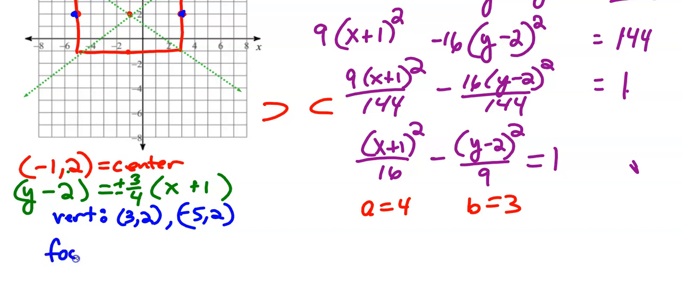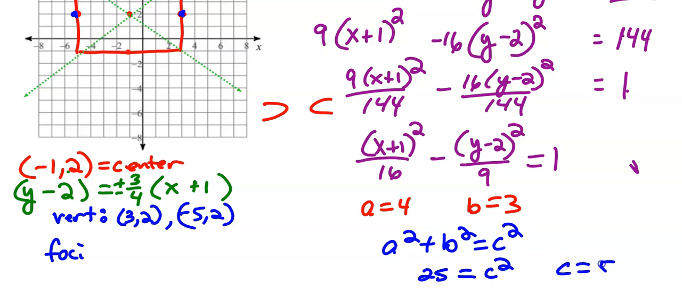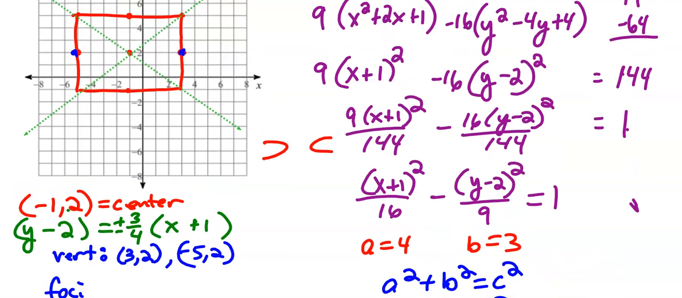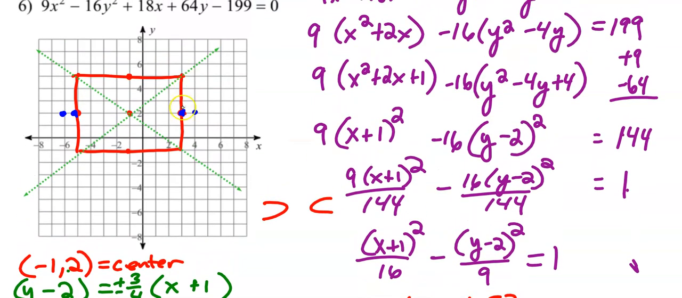The foci, we need to do our a squared plus b squared equals c squared. So we end up with 16 plus 9, which is 25. And so c is equal to 5. So the foci is going to be going 5 to the right and to the left from the center. And so if you go 5 to the right, right here, 5 to the left, you're going to be right here. So the foci are going to be at 4, 2 and negative 6, 2. Now we can draw a hyperbola.